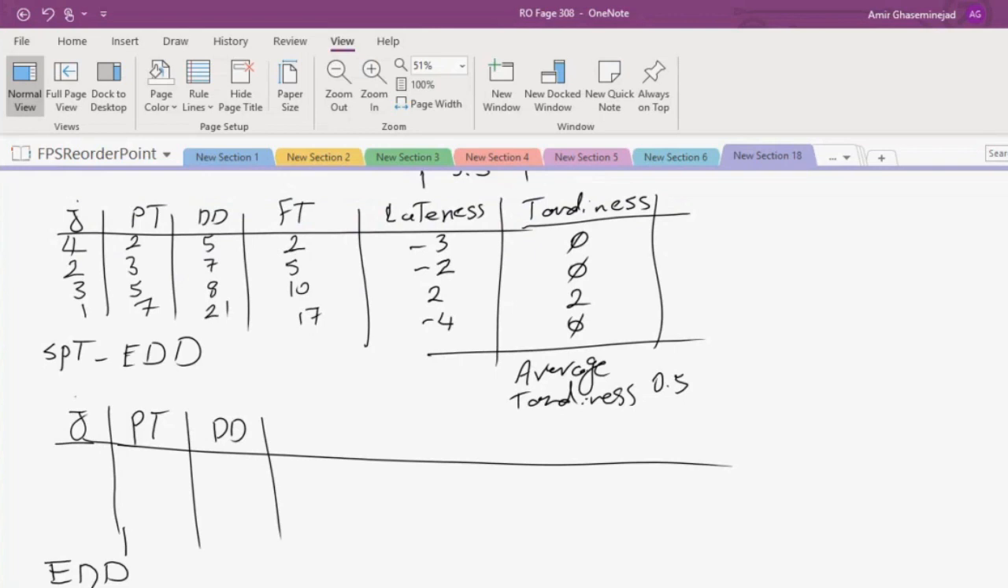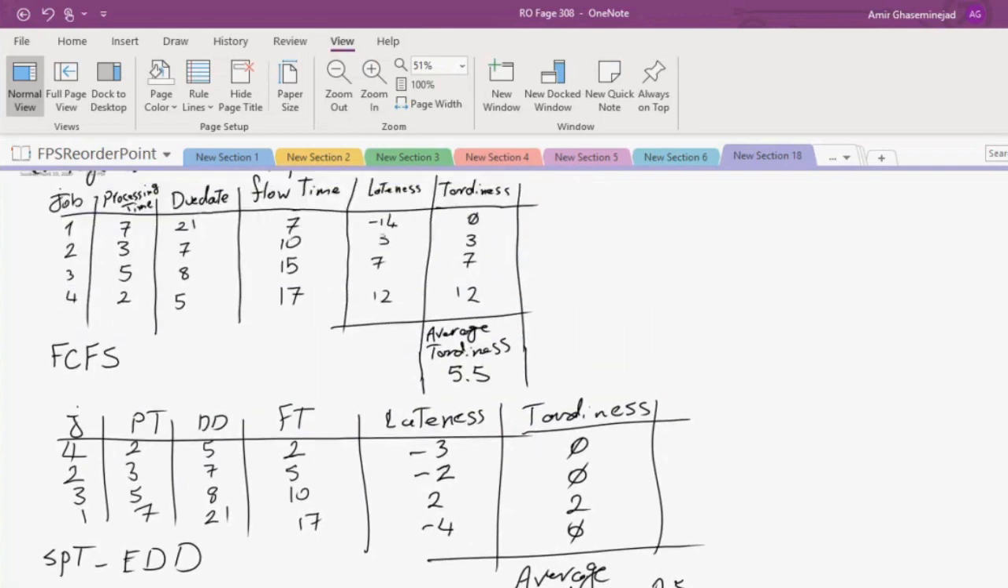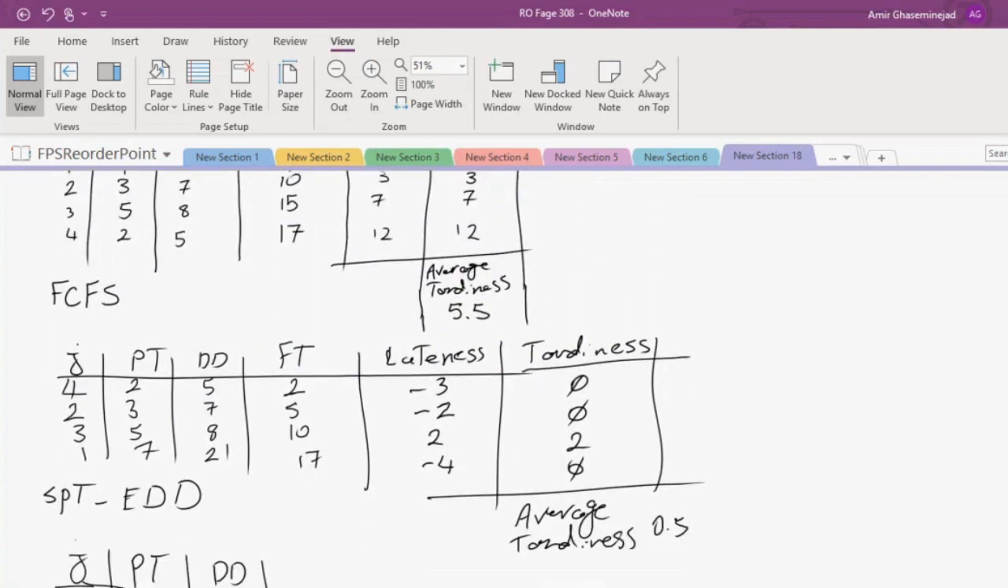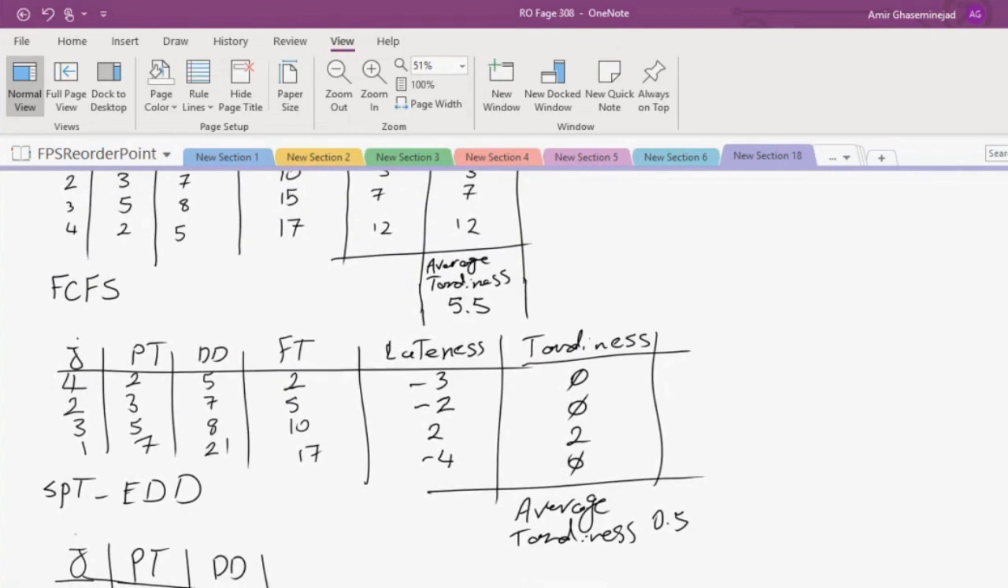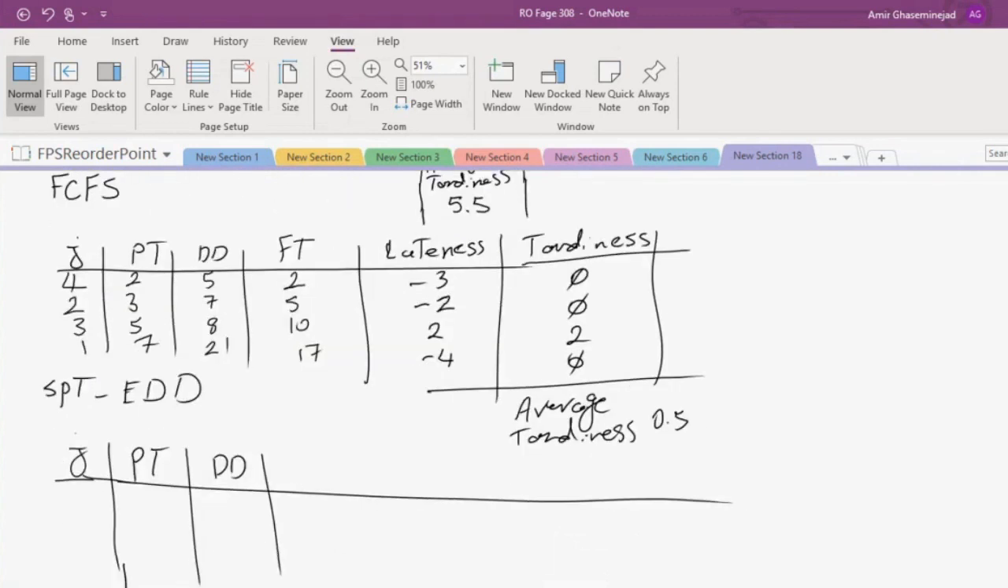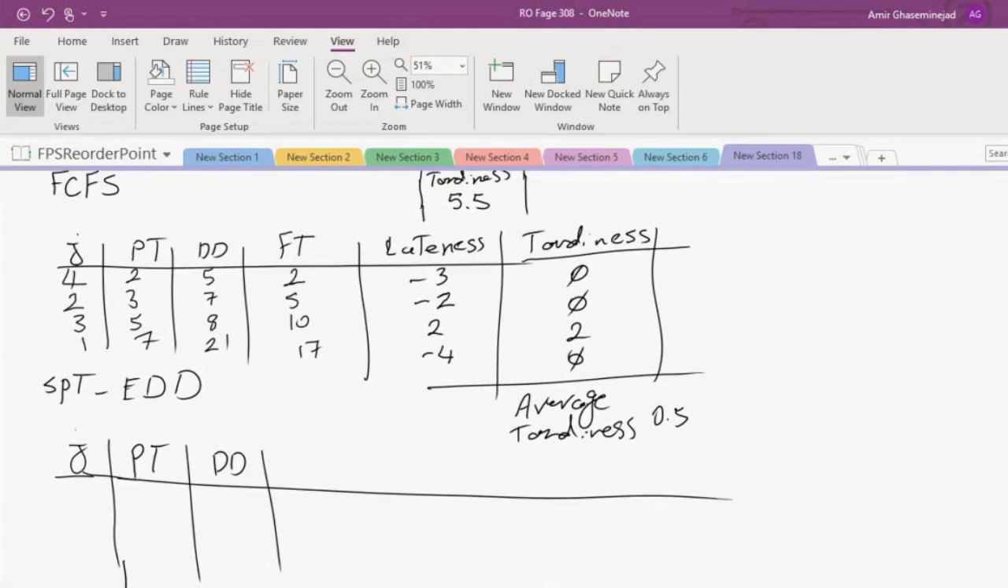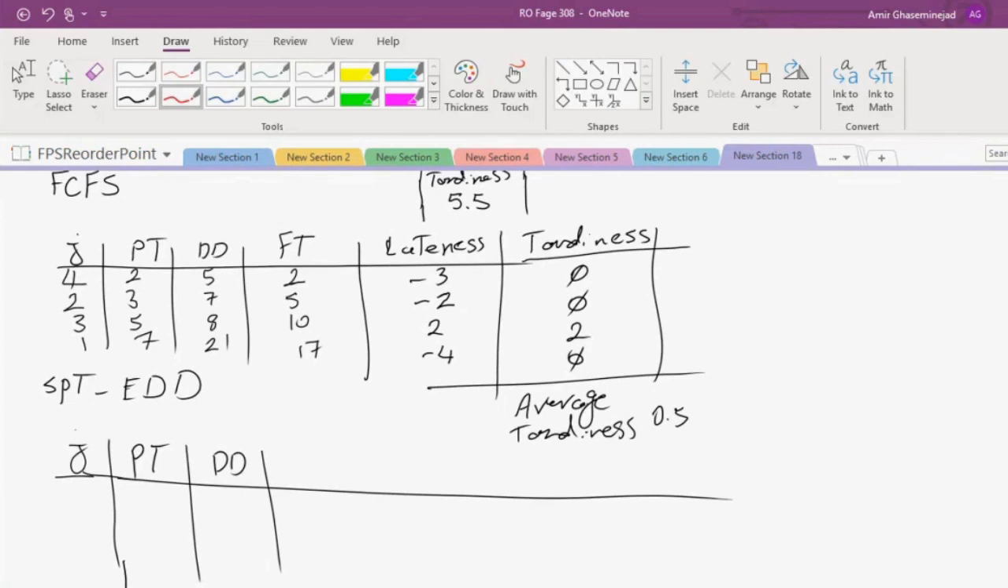Now when we compare the two, if we go first come, first served, the average tardiness that the customer experiences is 5.5. If we go for shortest processing time or earliest due date, we have to do the jobs in this order: 4, 2, 3, 1. And that is what we will suggest the workshop to do. So the order that we will take care of our tasks would be 4, 2, 3, 1. And on average, our customers will experience half a unit of time tardiness.